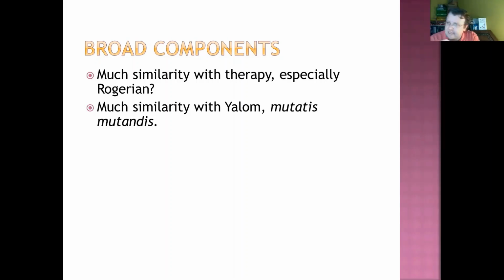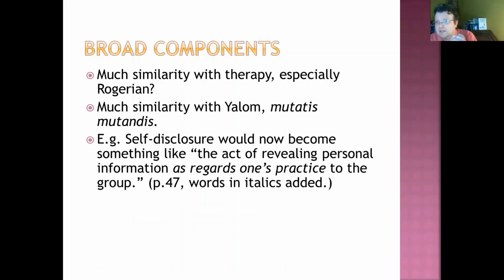And one of the things he's particularly well known for is having listed what he thinks are the therapeutic factors in groups. And we can think about these therapeutic factors, and these are the ones I'm suggesting we take, but we just change them a bit for the setting. So, for example, something like self-disclosure, which before would have been the act of revealing personal information to the group, now becomes the act of revealing personal information as regards one's practice to the group.